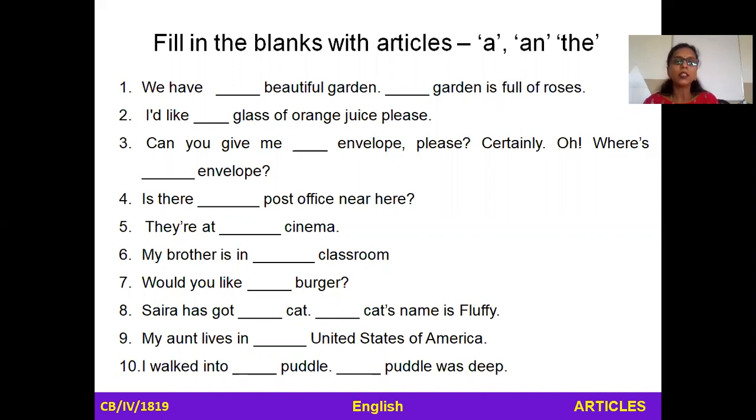Let me read the second one also. I would like a glass of orange juice, please. Here, a glass of orange juice. Glass is a countable singular noun. So like this, I want you all to solve these, answer these, fill in the blanks, and practice what we have learned.